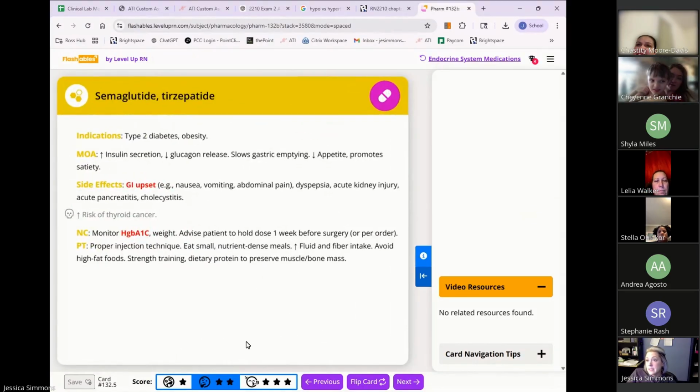GLP-1s, we talked about that today. A big risk for acute pancreatitis, cholecystitis, which is the inflammation of your gallbladder. It slows gastric emptying, so you do not want to give this to a patient that has gastroparesis. It has an increased risk of thyroid cancer. That's important.